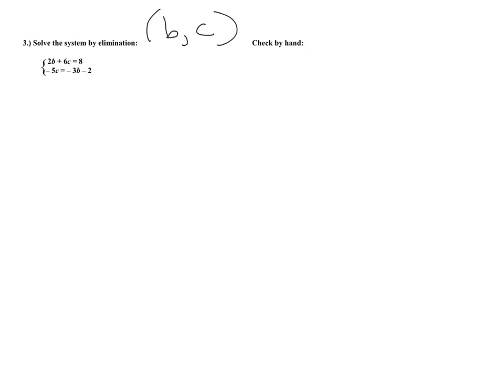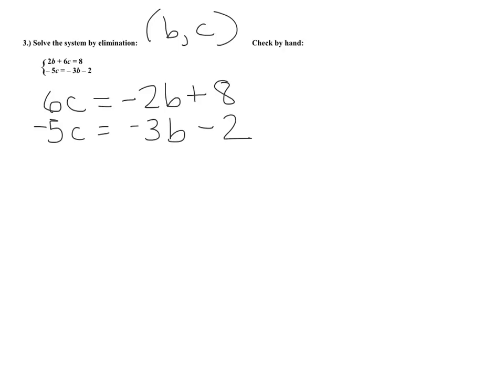When I subtract 2b from both sides, on the top equation, what I end up getting then is 6c equals negative 2b because I'm subtracting it. And I'm writing that first because it's first and the one below it. So negative 2b plus 8. Then I'm going to do negative 5c equals negative 3b minus 2.